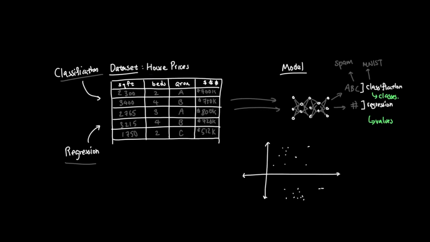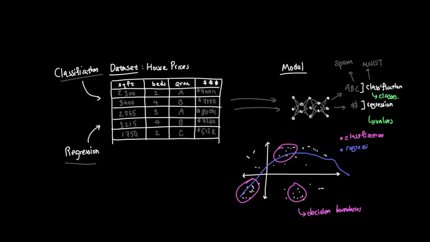A common way to visualize this is with two graphs. For classification, the model tries to draw boundaries between categories. This is a decision boundary. Points on one side belong to one class and points on the other side belong to another class. For regression, the model tries to fit a line or curve through the data. For house prices, for example, you could imagine square footage on the x-axis and sale price on the y-axis. The model is trying to learn a relationship that helps predict the price from the input features.